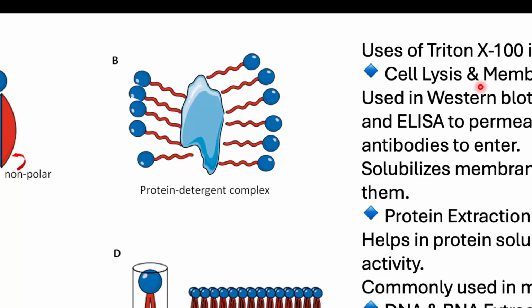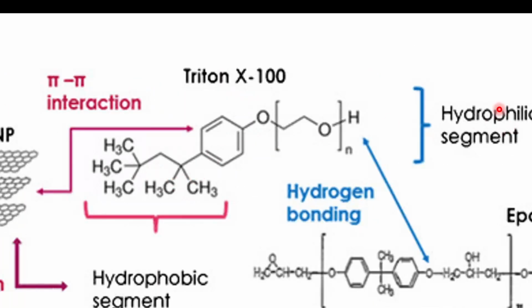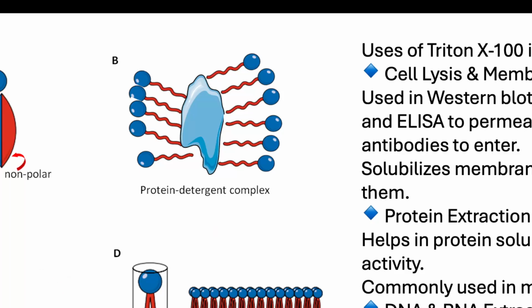Uses of Triton X in research and industry: cell lysis and membrane permeabilization, used in Western blotting, immunocytochemistry, ELISA to permeabilize cells and allow antibodies to enter. Solubilizes membrane proteins without denaturing them. This kind of representation you see has a hydrophilic head group, which is the hydrophilic segment that we saw here, and then the hydrophobic tail group, which is mimicking a single lipid structure in the bilayer. This can form micelles with a polar and non-polar head group. It can aggregate proteins without denaturing them.